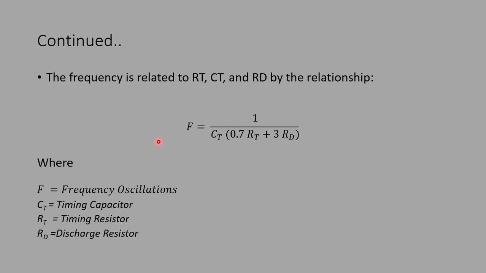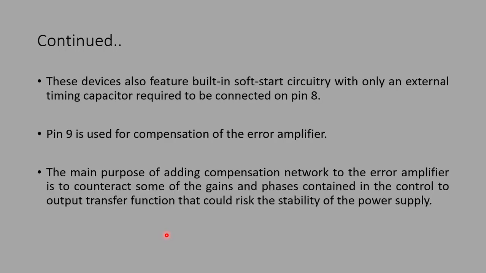So the output frequency can be calculated with this formula. F is the frequency of oscillation, CT is the timing capacitor, RT is the timing resistor, and RD is the discharge resistor. These ICs have a built-in soft start function.